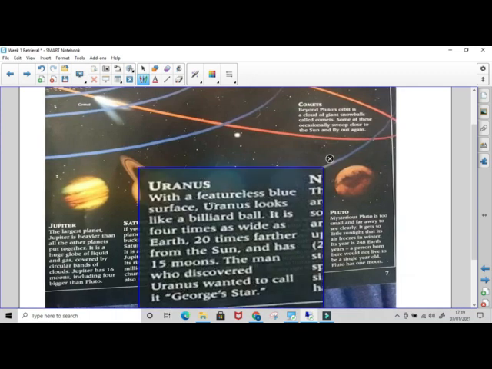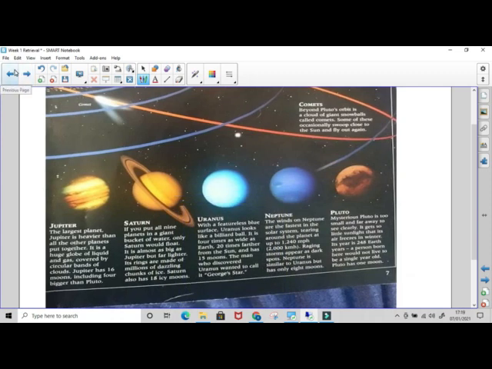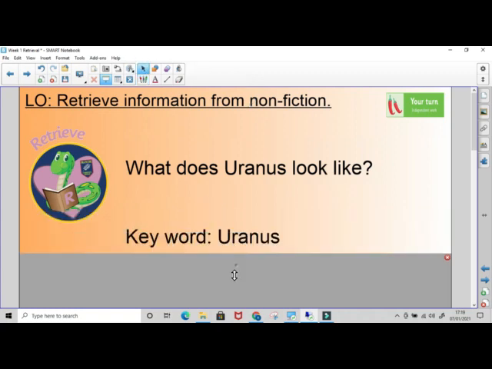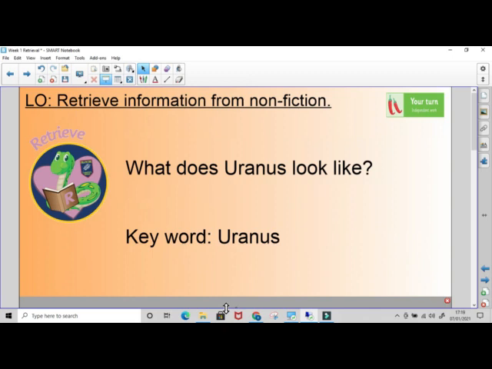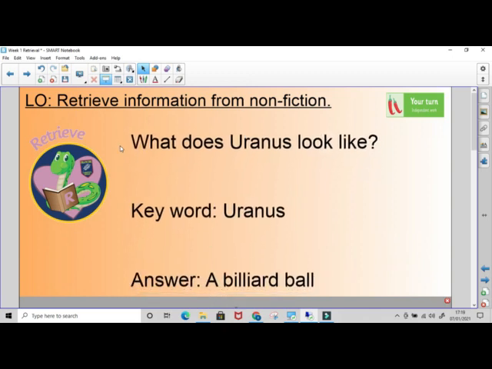Okay, there it is. "Look like" was a word in the question, so it jumps out at me there. Uranus looks like a billiard ball. Okay, simile as well, just of interest. So what does Uranus look like? Hopefully you've also realised the keyword is Uranus and it looks like, if I put it there? Yes, there it is, a billiard ball. Lovely. So again, looking for words in the question to find them in the text, skimming and scanning in order to do that.